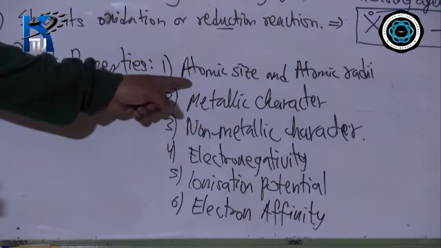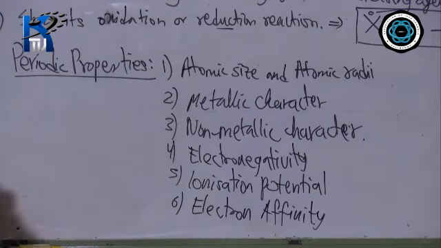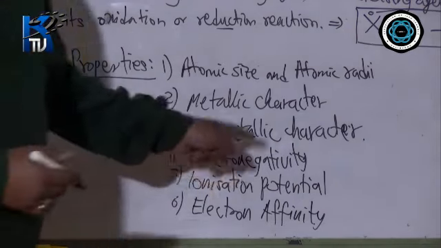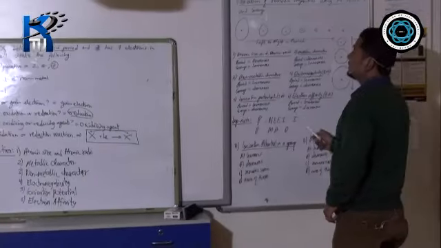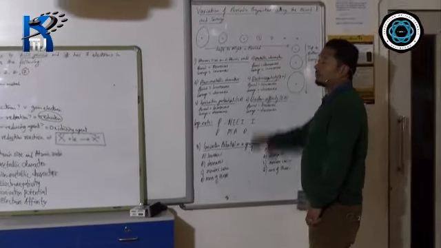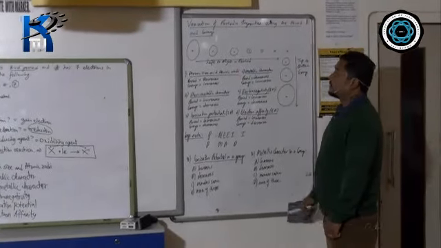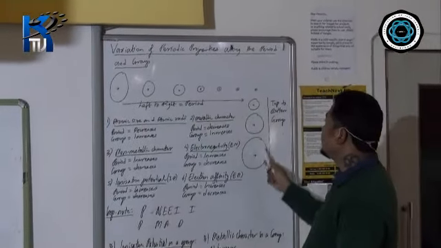So size, I have already explained you in my previous classes, even the metallic characters and all. Now I'm going to help explain this with the help of a picture to you. Now the heading for this is variation of periodic property along the period and group we are going to see. Now, to understand this variation, it's better you make this picture, which is very easy to make.